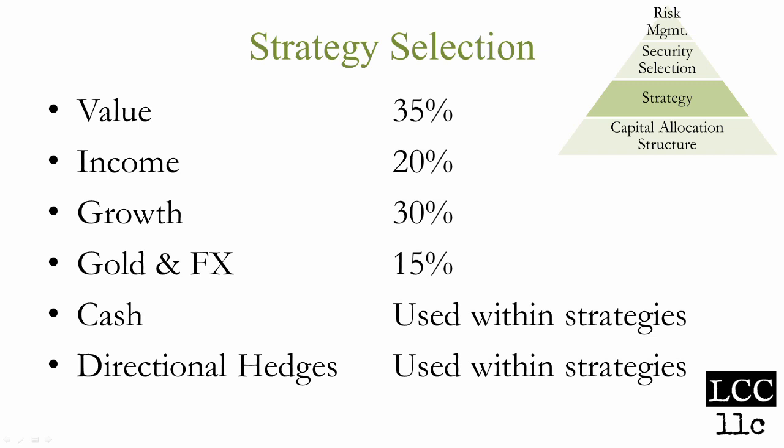Here we can see an allocation featuring value and growth stocks, with a minority of the funds allocated to gold and currency strategies. This moderately aggressive positioning meets the needs of the investor while not taking more risk than needed. Please take note of the cash and directional hedges. They don't themselves represent a strategy, but are both important components of all these strategies.